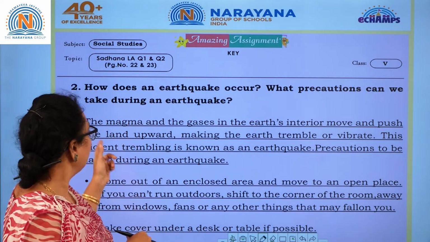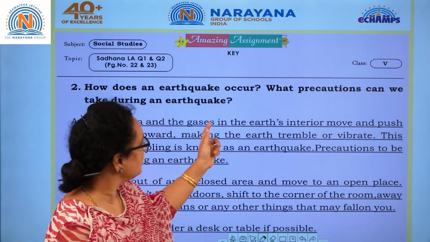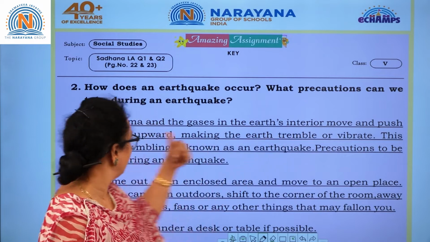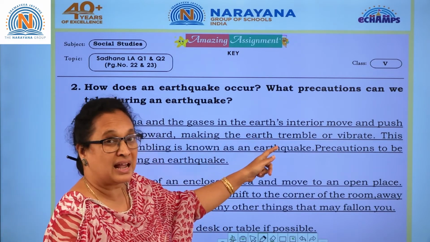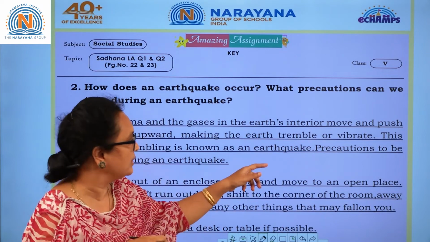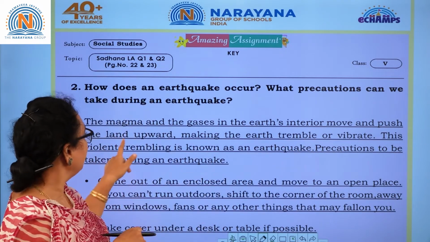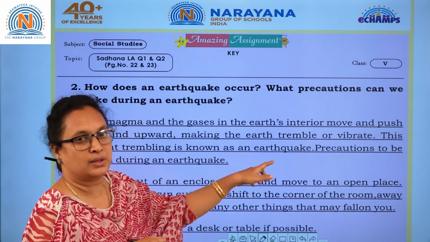Okay, let me read again. The magma and the gases in the earth's interior move and push the land upwards, making the earth tremble and vibrate. This violent trembling is known as earthquake.